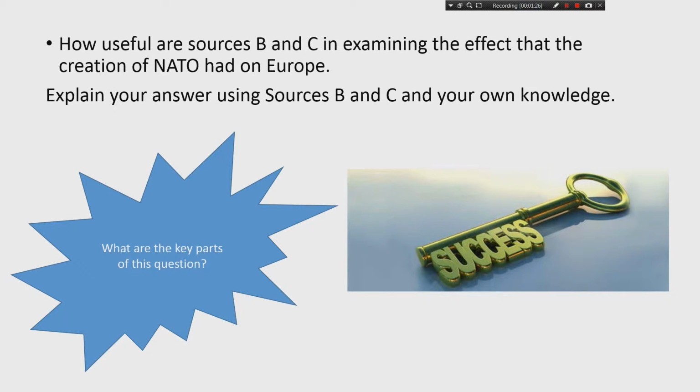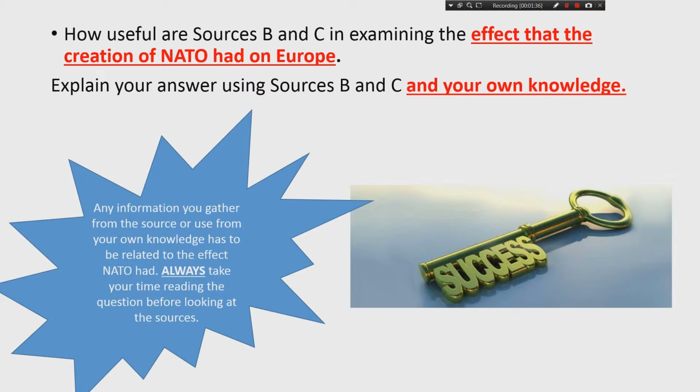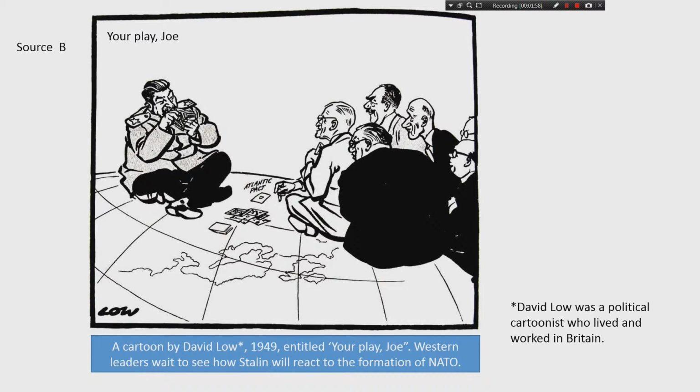So the keywords of the question. The question will always be how useful are, and then it will change what sources it tells you to look at. So your keywords are useful, the effect that the creation of NATO had on Europe in this particular example, and your own knowledge are the big bits to pick out. Always read the question, because that first little bit will be different. It could be examining the relationship between Stalin, Truman, it could be anything. So always read it.